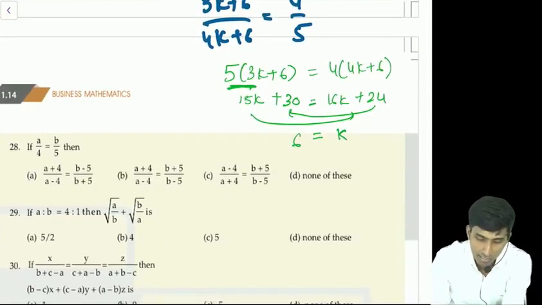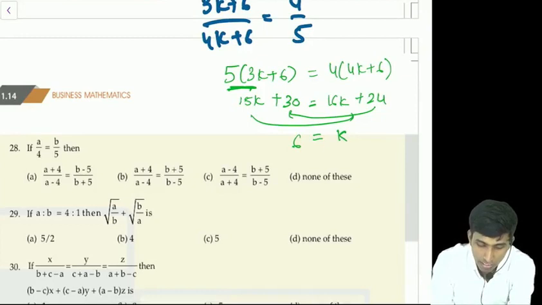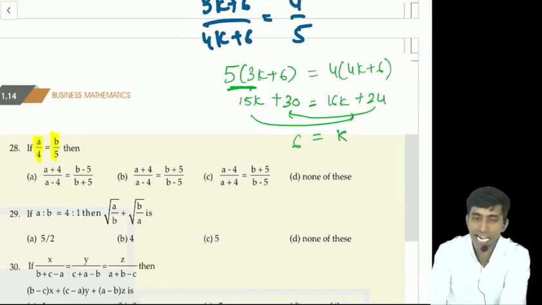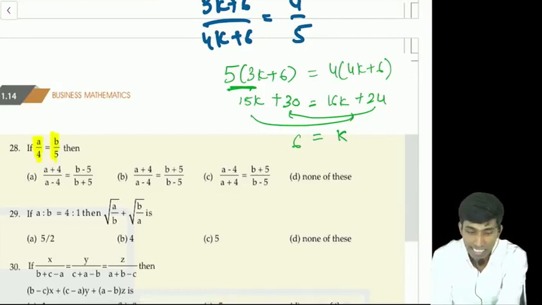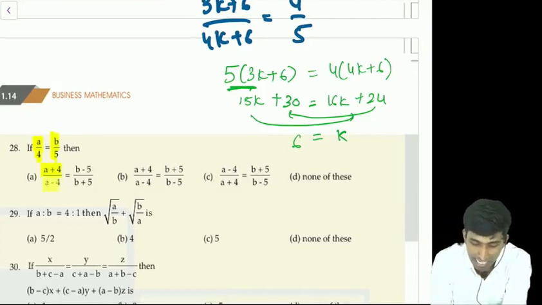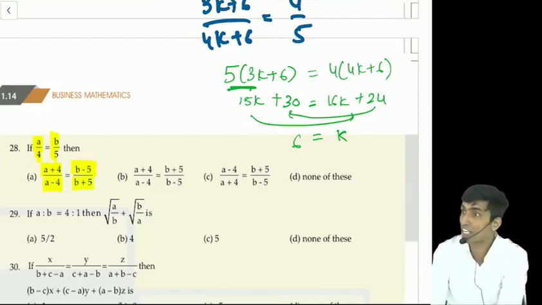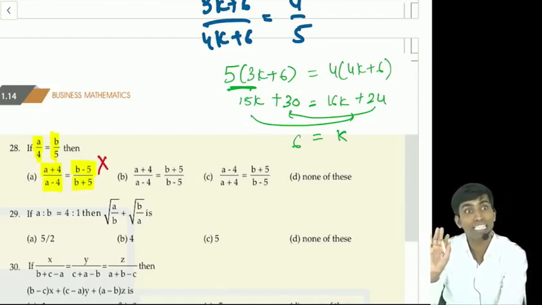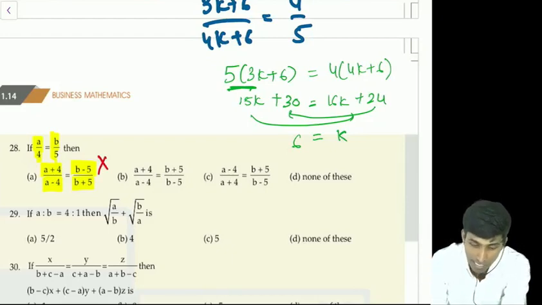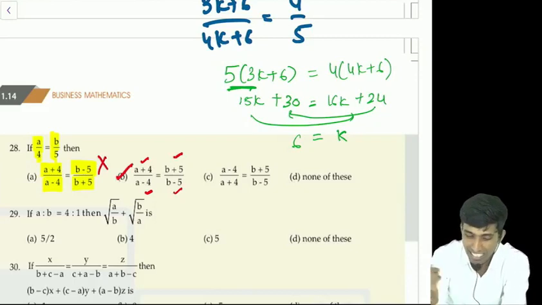See here. 1 minute. A by 4 is equal to B by 5. If I apply componendo dividendo, then it is A plus 4 upon A minus 4. Correct. Then here it should be B plus 5 upon B minus 5. So is this correct? No. Right hand side is wrong. Everyone clear? If I apply componendo dividendo, A plus 4 is correct, A minus 4 is correct, B plus 5 is correct, B minus 5 is correct. Everything is correct. So B. Let's go to C.